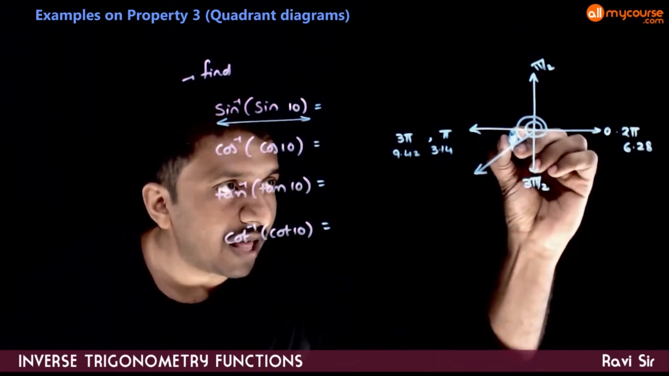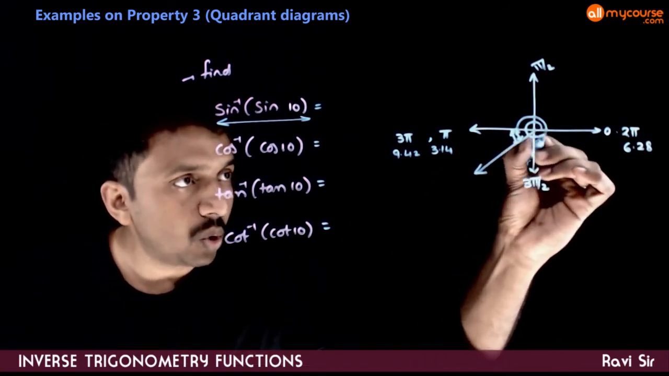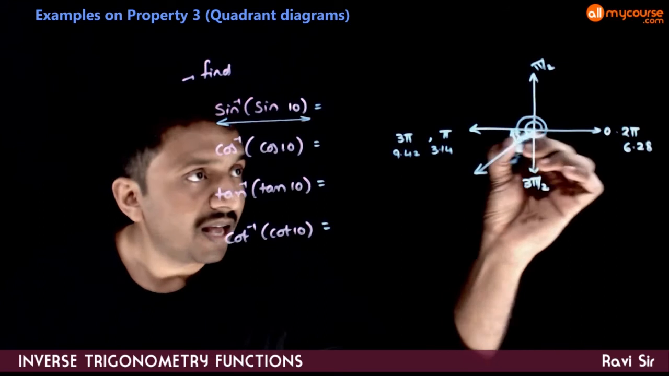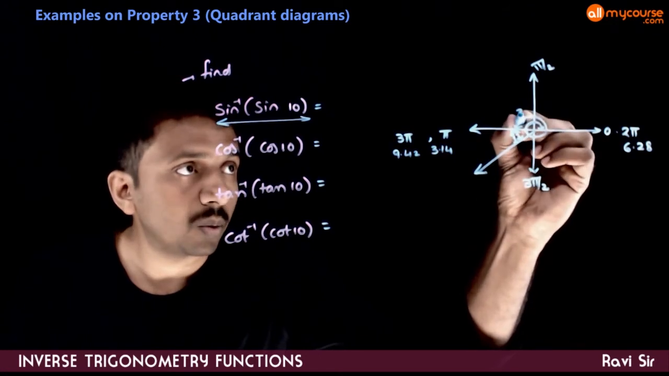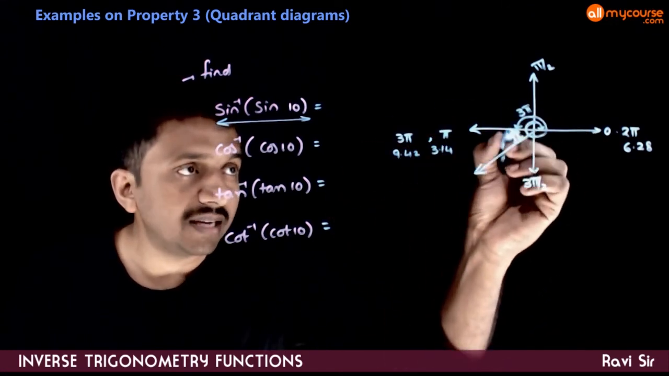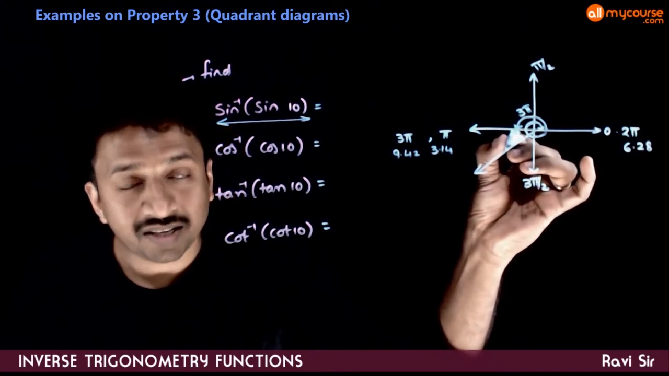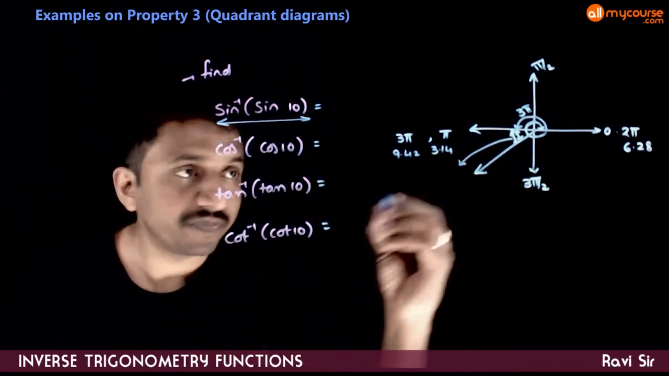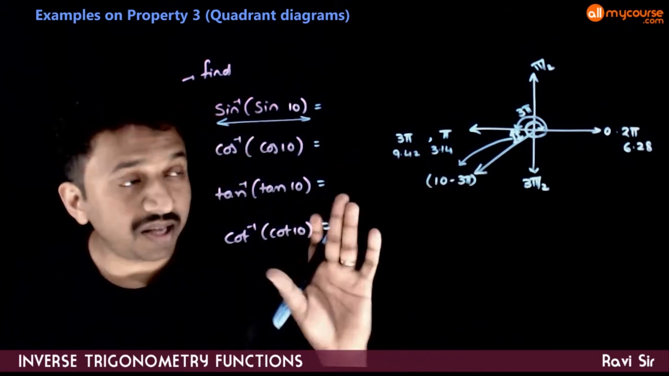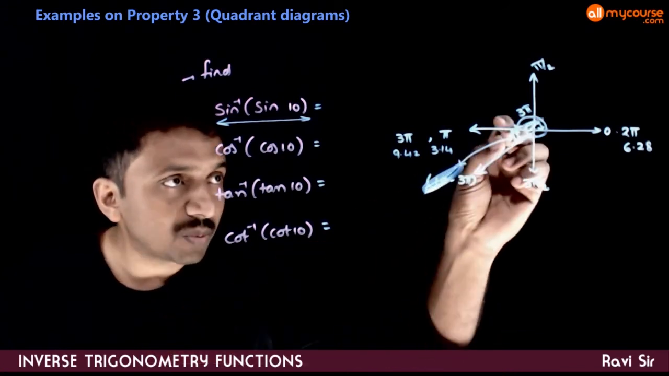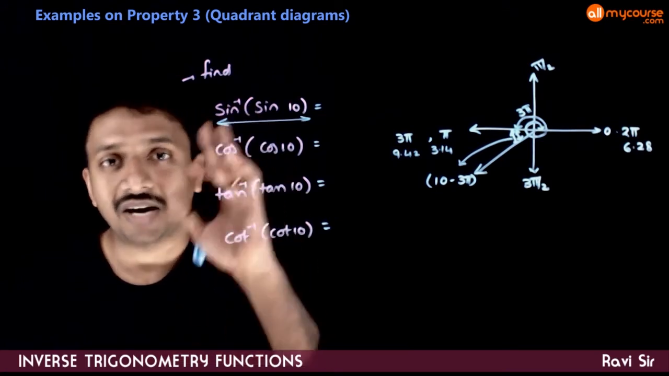So 10 radians stops somewhere in the third quadrant. Now what will this small angle be? As you can see, the total angle is 10 radians, and up till here, this angle is 3 rotations of pi, which is 3 pi. The angle till the negative x-axis is 3 pi radians. So this small angle will be 10 minus 3 pi radians. So keep this in mind. You will need this. So the small angle is 10 minus 3 pi radians. Now, let us try to solve one by one.